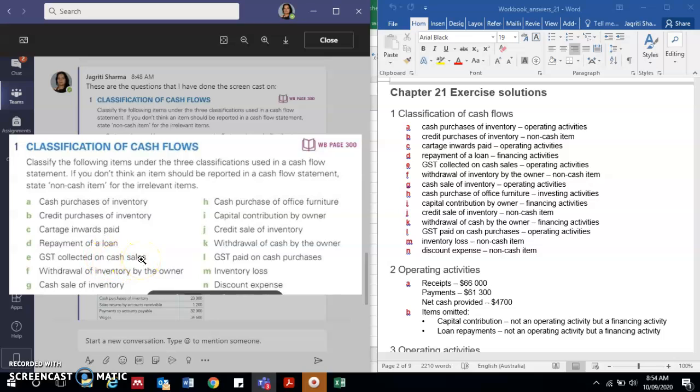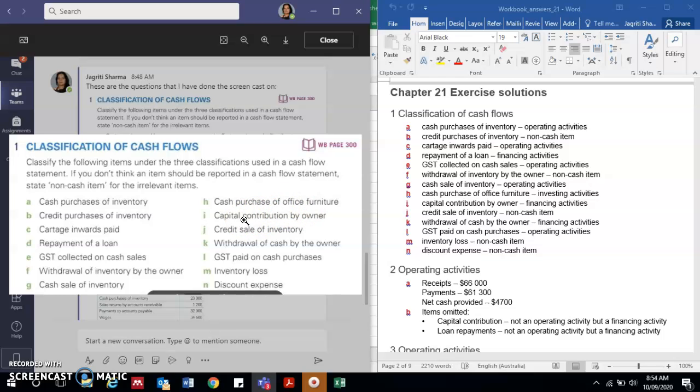Okay, withdrawal of inventory by the owner. So as I said, withdrawal of inventory is not cash inflow or outflow. It is a non-cash item. Okay, cash sale of inventory, again this is my operating activity because the cash is coming into my business. Okay, cash purchase of office furniture, again non-current asset. It is my investing activity, so it is going to be a part of my investing activity. It's not a non-cash item, so yes, it will be a part of my cash flow statement.